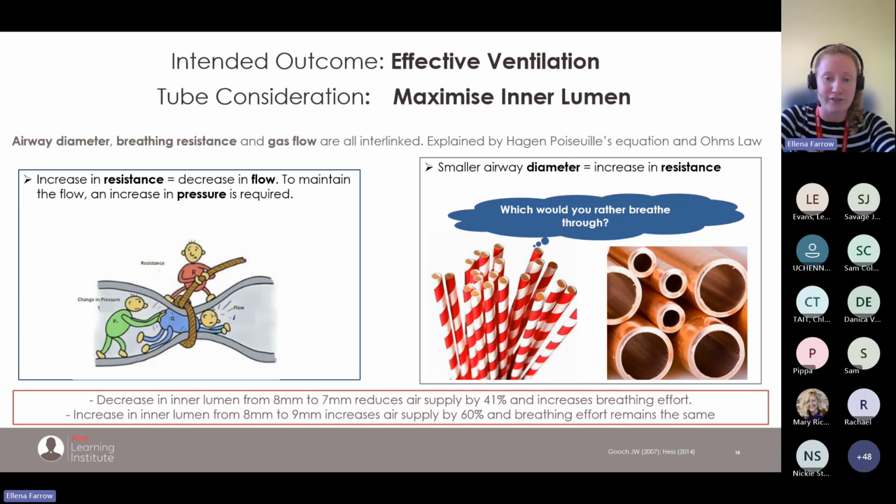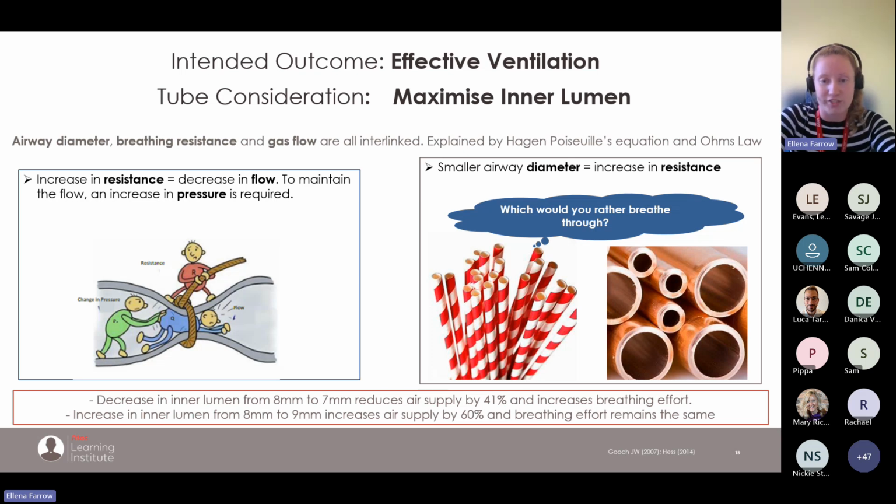So on the left, you've got 3 men, and this represents Ohm's law, which explains the relationship between gas flow, pressure, and resistance. This law just explains that an increase in resistance causes a decrease in flow. But if resistance is increased, you'd then need to increase the pressure to actually maintain the same flow. So if you look at our 3 men, if the man in red increases the resistance, so if he pulls that rope tighter, there's obviously a smaller gap for the flow to get through. So the guy in green is going to need to work harder and increase the pressure to maintain the flow through there.